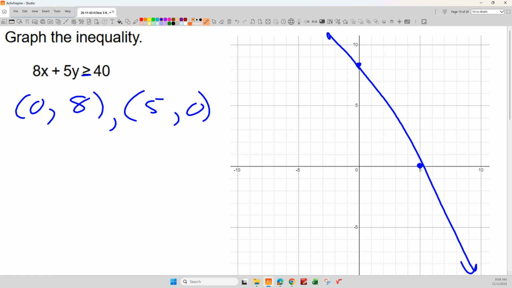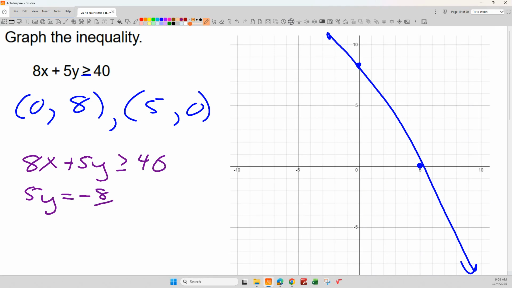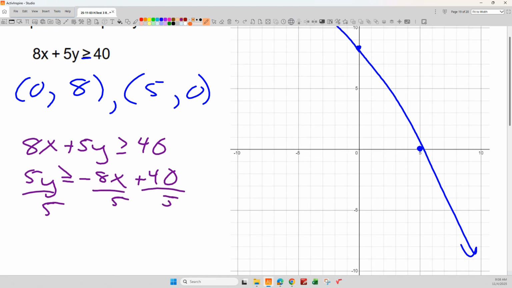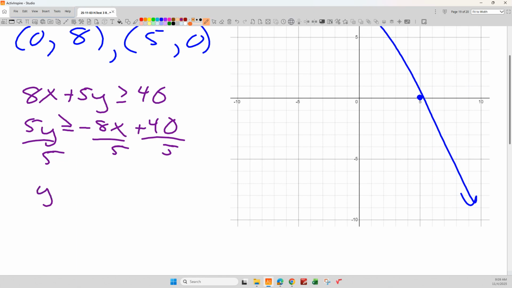Yeah, so I could put it in slope-intercept form. And maybe if that's the way you want to go, then we know that one for free, right? If I put this into slope-intercept form, solving for y, I'd subtract 8x, negative 8x plus 40, divide by 5, and we would get y is greater than or equal to negative 8/5 x plus 8.